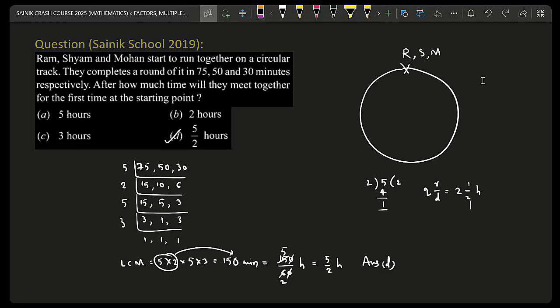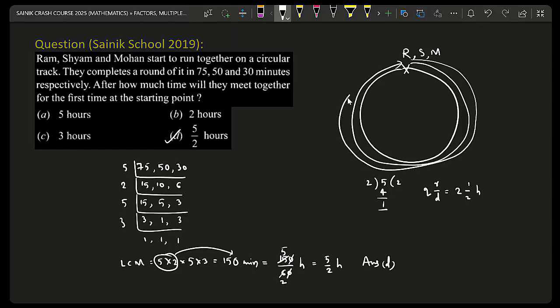How much? I don't know, sir. See, it's very simple, Jashvi. He started from here, he completed one circle. It took 75 minutes, right? Yes, sir. So from here again, he is completing the second circle, taking again 75 minutes. So 75 plus 75 becomes how much?